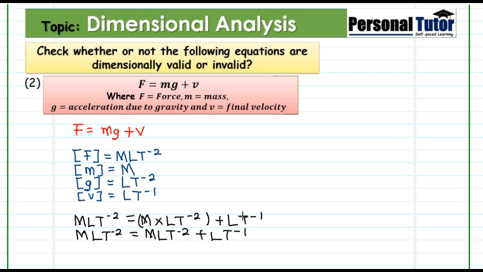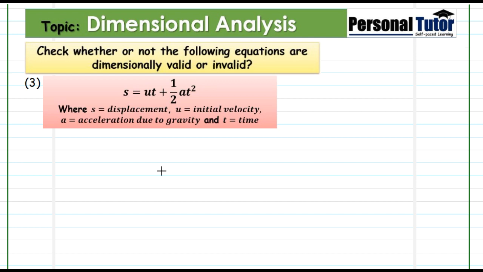Therefore, by inspection, you can say that the left hand side is totally different from the right hand side, I mean the expressions there. And so you are correct to say the equation F equals mg plus v is dimensionally invalid or incorrect. Thank you.